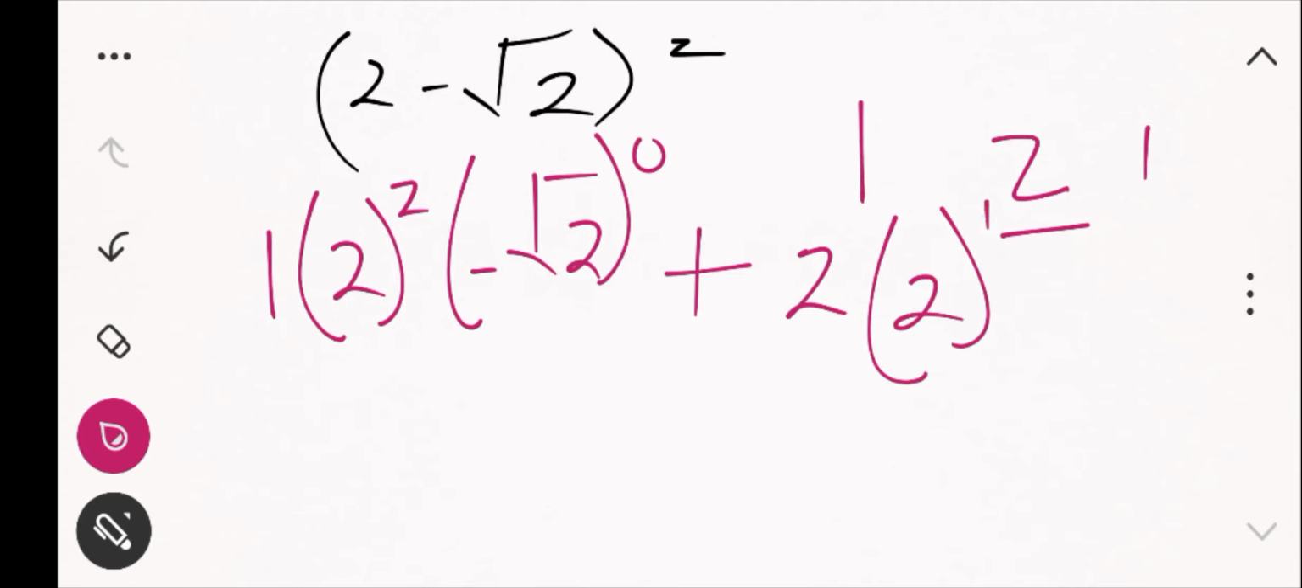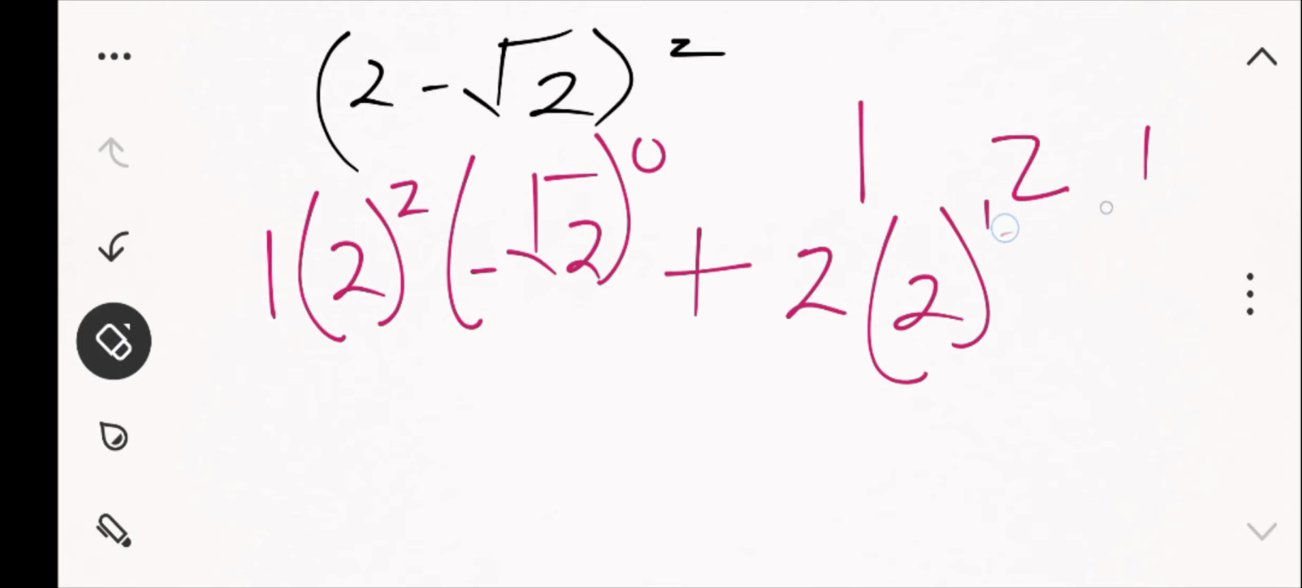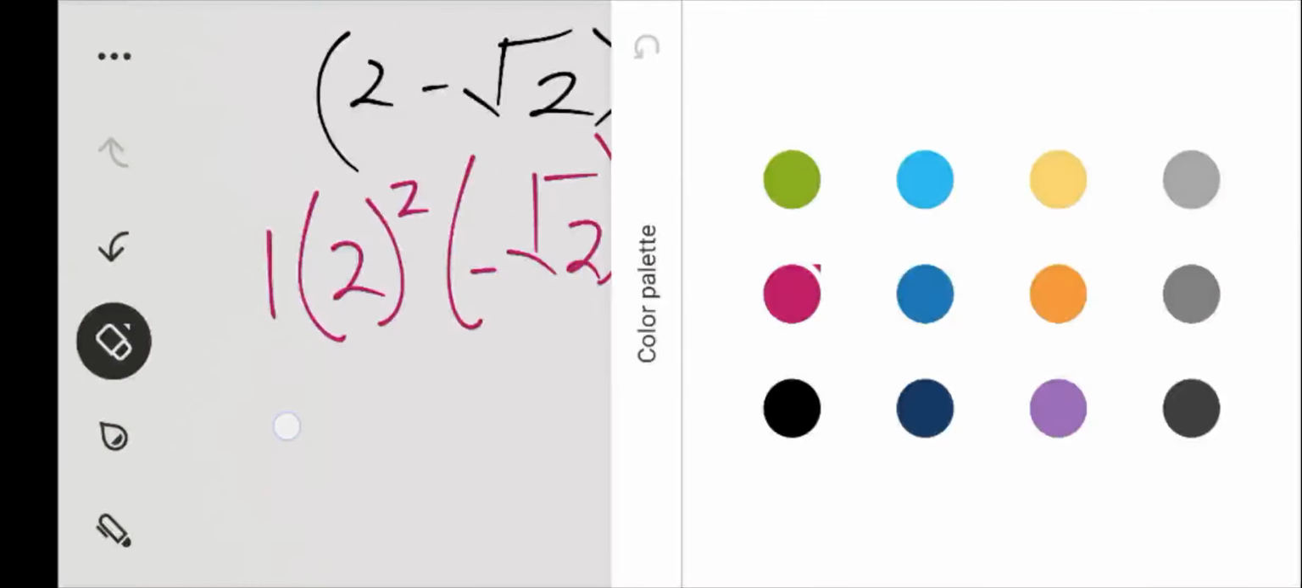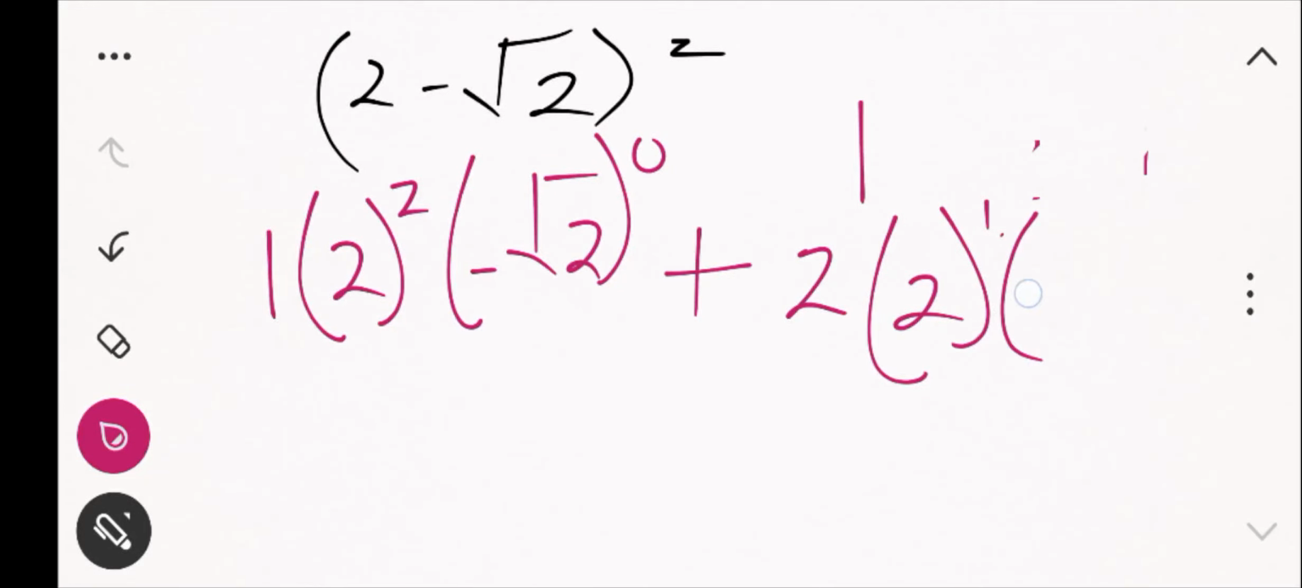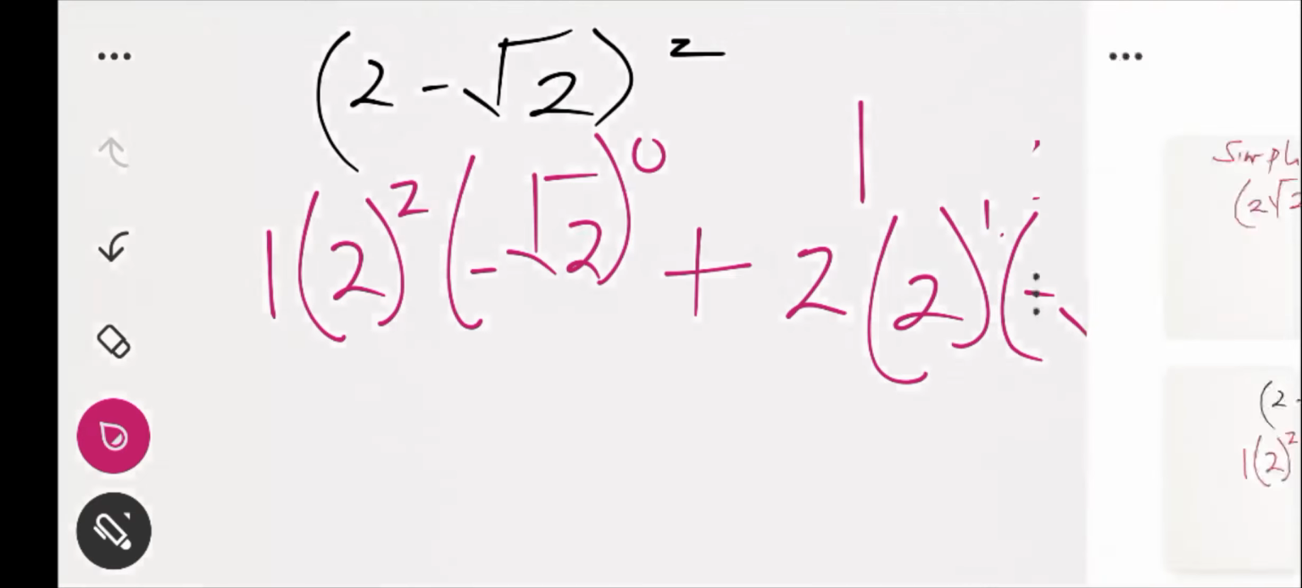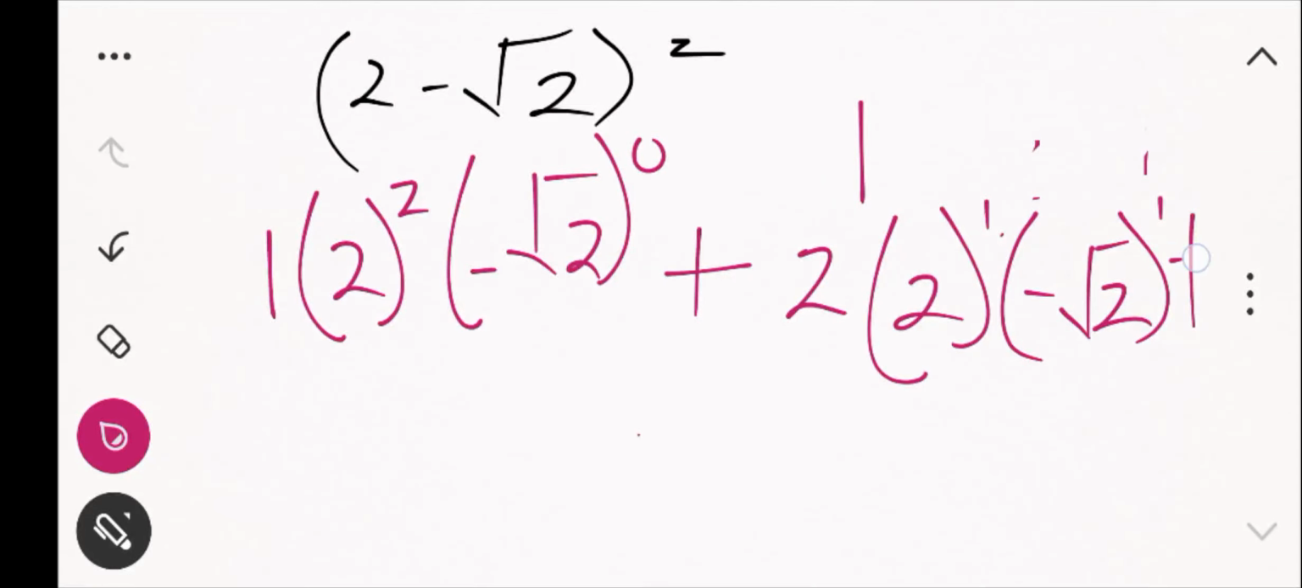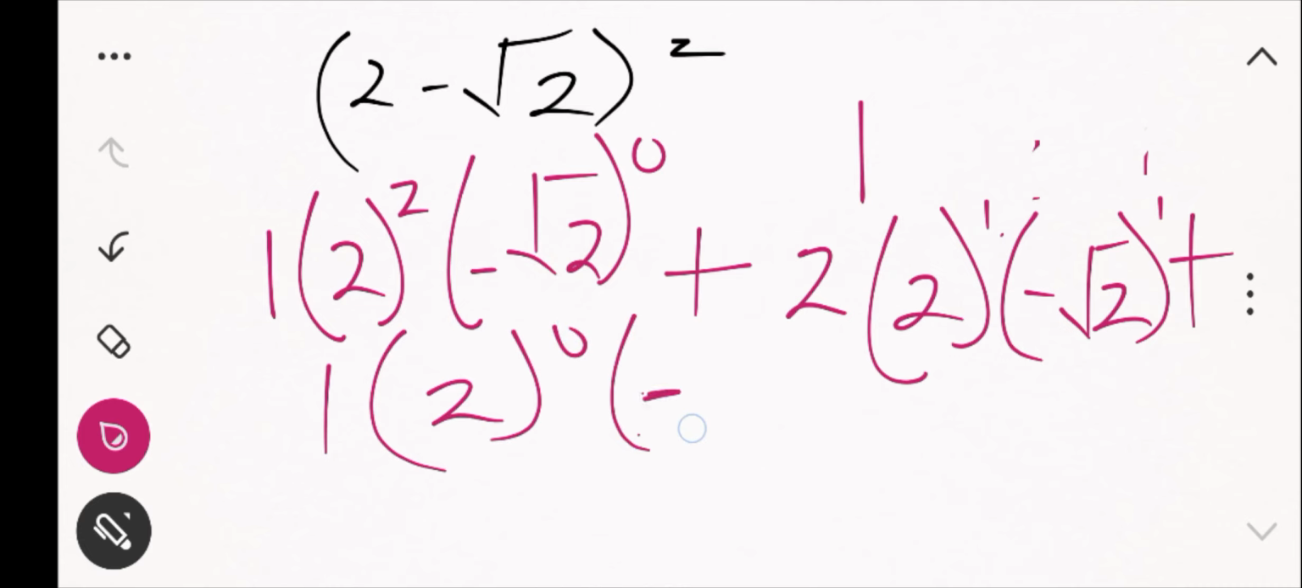Let me clean this space so that we can get more space to work. Then we have negative root 2 to the power of 1, plus 1, the last term. Now 2 is going to take the power of 0, and the negative root 2 will take the power of 2. So this is our Pascal's triangle expansion. So we just need to simplify.